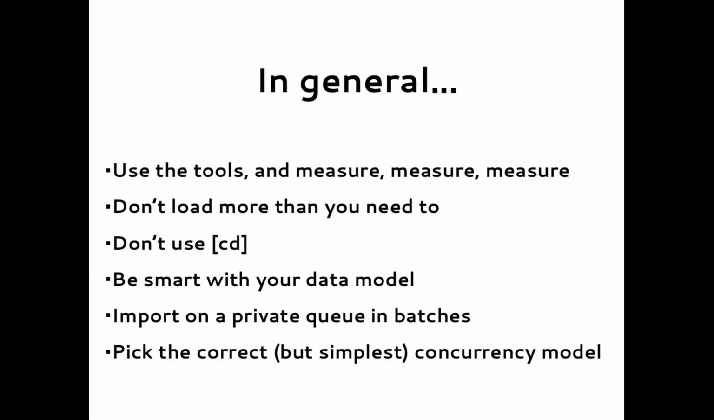Your data model, be smart about it. Take that large photo, put it in a separate entity, and maybe store a thumbnail in your primary entity. That thumbnail is going to be smaller than a large photo. Import on a private queue. Make sure you're doing it in batches to keep your memory footprint low. And then pick the simplest concurrency model that's going to fit your needs.